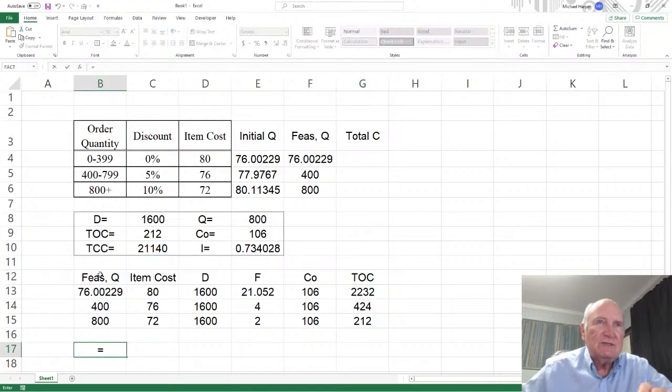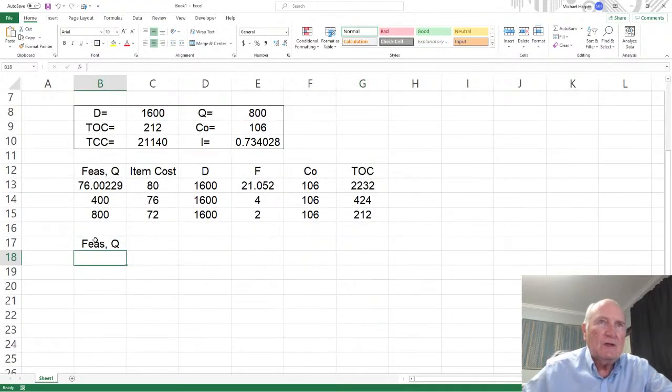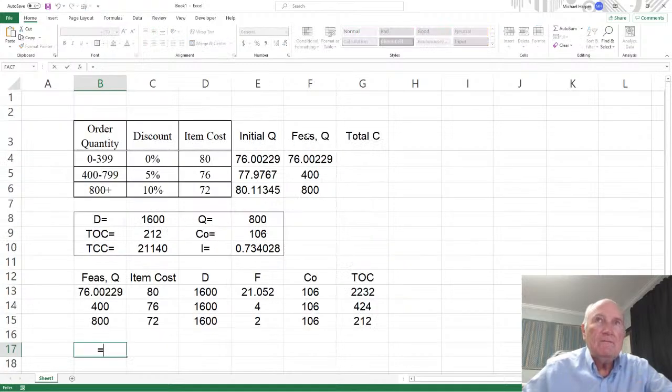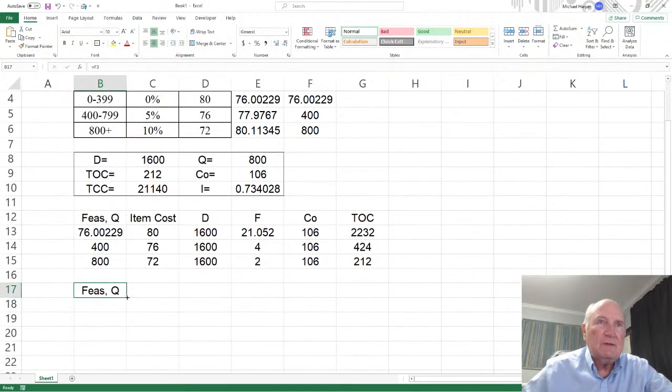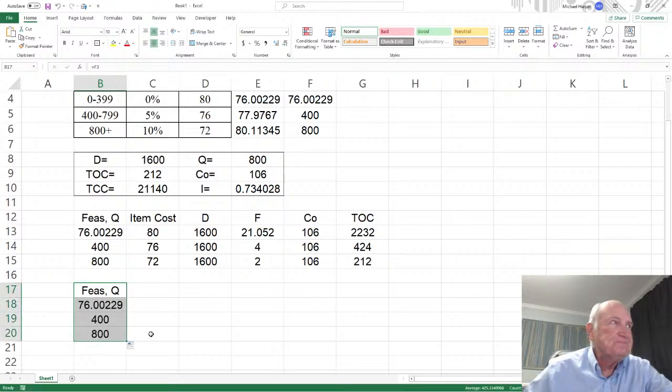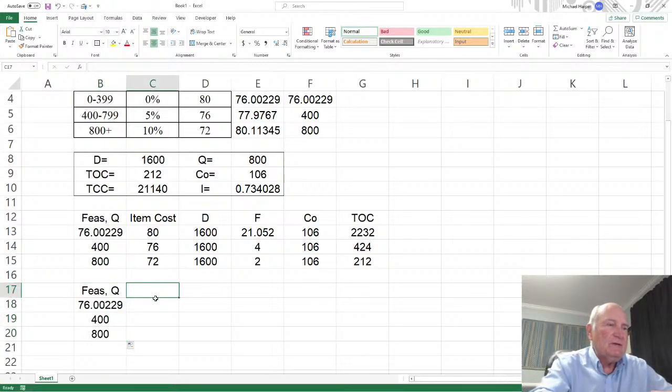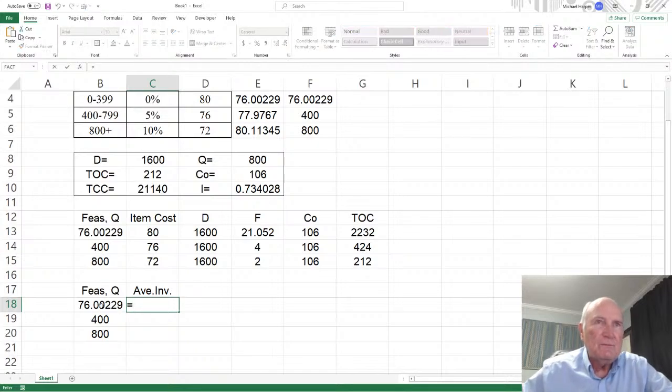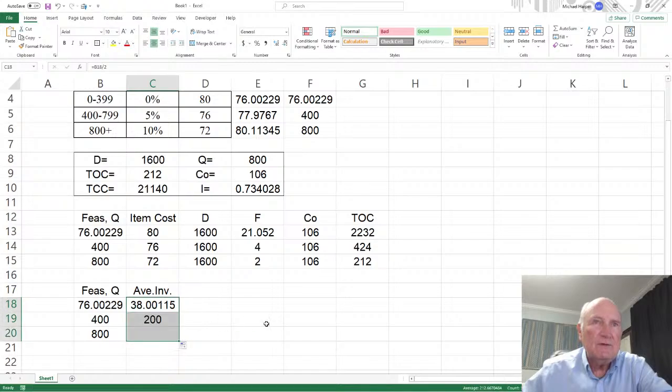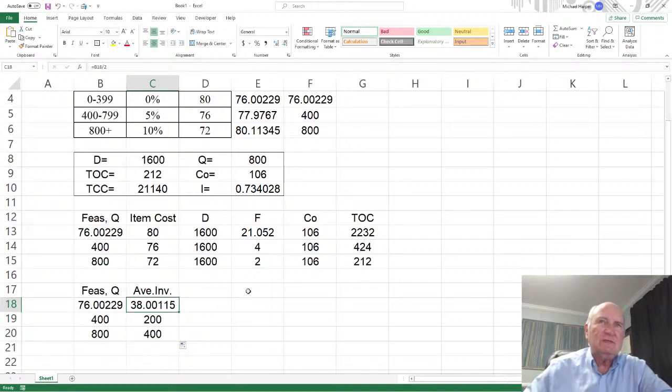Okay, so let's do this again. I'll just do it up here. Feasible Q. Copy this down. There it is. Now my average inventory simply is Q over 2. Copy this down. There that is. Okay, good to go. Actually, I'll leave all these numbers in because it's essentially 38.